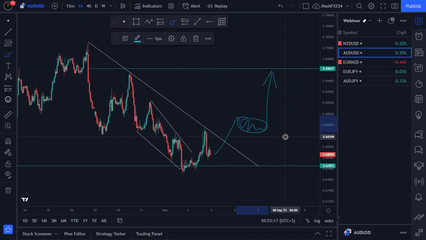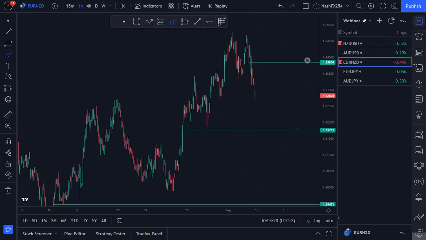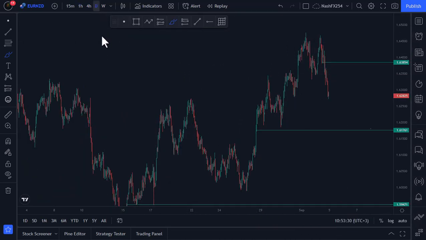Okay, and for me, this one looks nice actually. This second entry looks better than down here. This one will be a bit riskier to enter. Okay, so watch out on that one also, guys. Next, let's go through QE dollar.